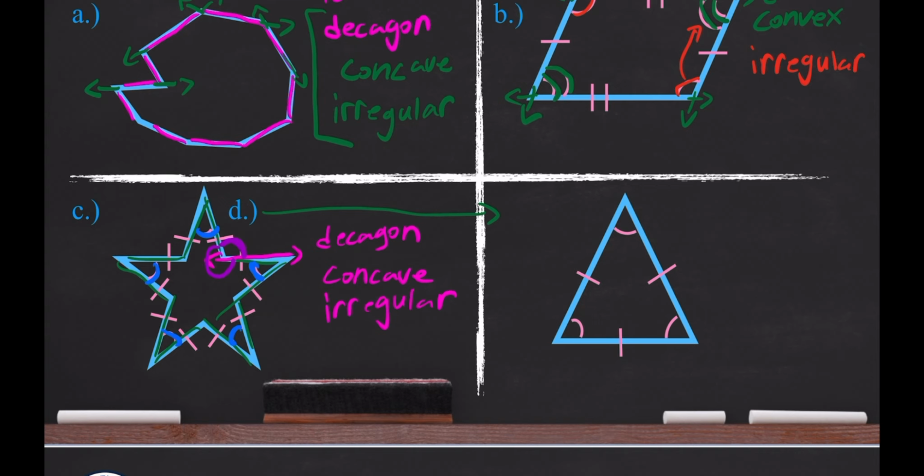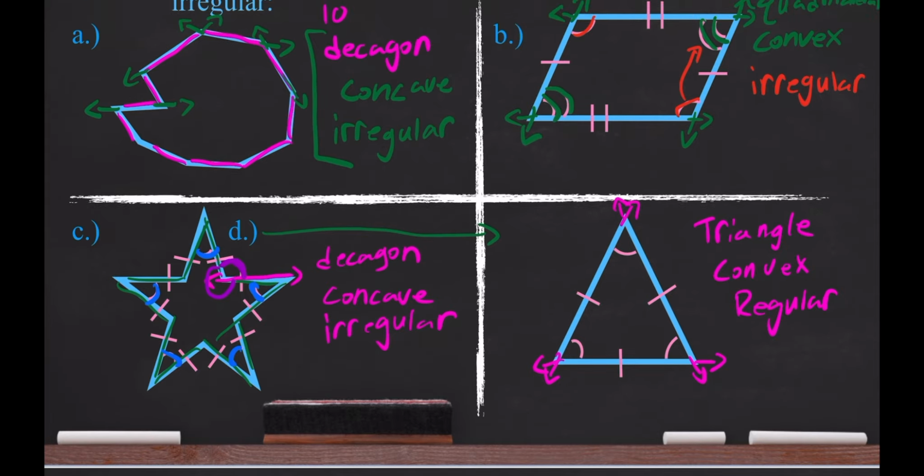And lastly, 3 sides. This is a triangle. This is convex. If we extend the sides, none of them are going to cross through the shape. And also, this is regular. Because all the sides and all the angles are the same. They're all congruent. So this is a regular shape.